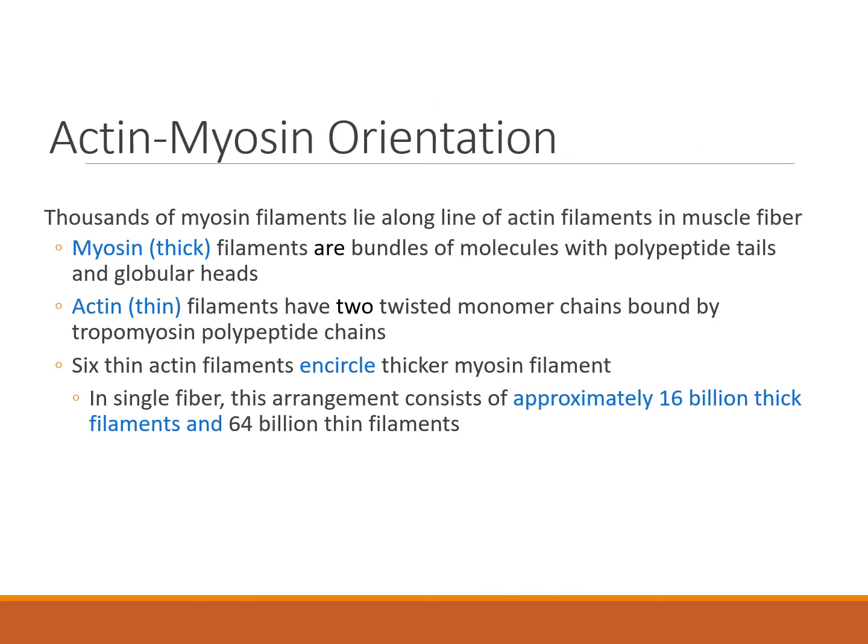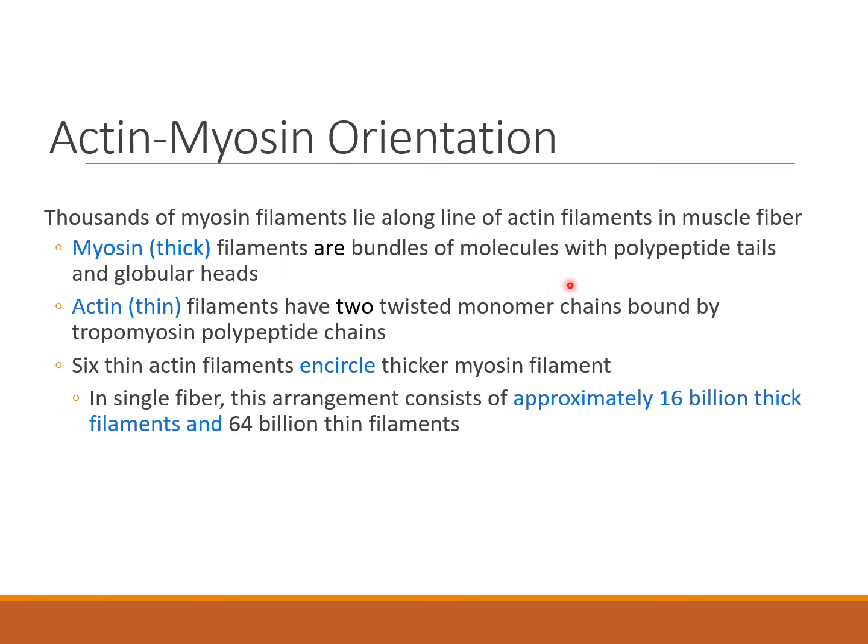So next we're going to break down the sarcomere a little bit more, and we're going to talk about the sliding filament theory. We're going to start with the actin-myosin orientation. We have thousands of myosin filaments that lie along the line of actin filaments in a muscle fiber. These myosin, or thick filaments, are bundles of molecules with polypeptide tails and globular heads.